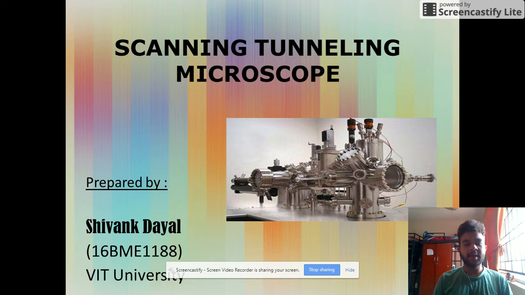Today I'm going to talk about the scanning tunneling microscope. As you can see, I put a picture on it, and it pretty much looks the same.